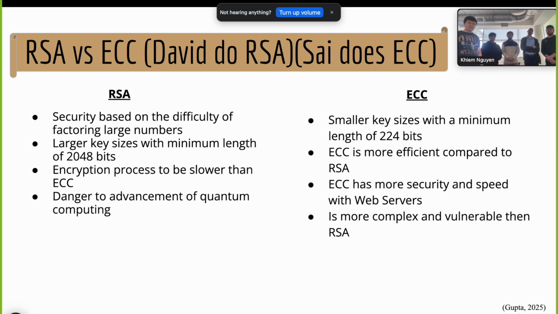Although the ECC has some advantages over the RSA, RSA is still much more widely used and recognized and has been around a lot longer. Like Bishesh said, the ECC is a lot harder to implement and has a harder learning curve, so it's a lot more complex, and it does have vulnerabilities to certain attacks, including the twist security attack, the brute force attack, and also side channel attacks.